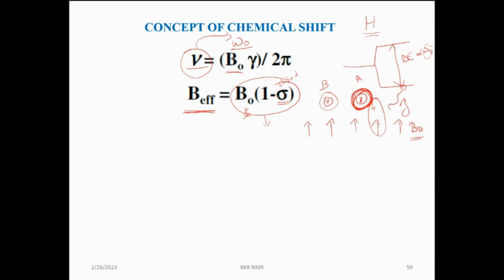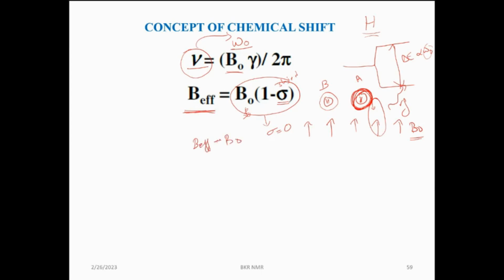If sigma is equal to 0, what will happen? If I have no shielding, sigma is 0, what will happen? Tell me. If I have no shielding, what will happen? B effective and B0 will be equal. Yeah, B effective will be equal to B0.